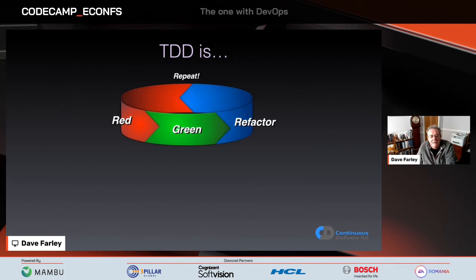So test-driven development is this. It's often called red-green refactor. So red, we're going to write a test, we're going to run it, and we're going to see it fail. I like to predict the way that it will fail.